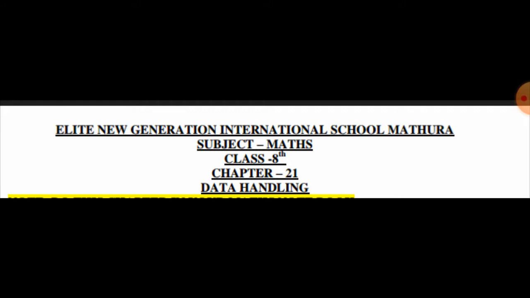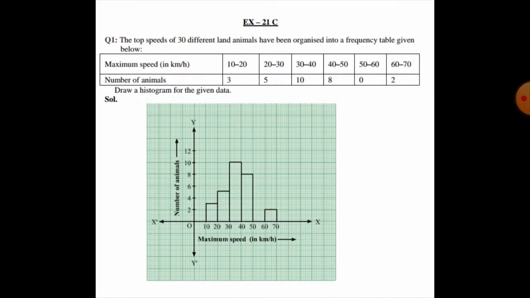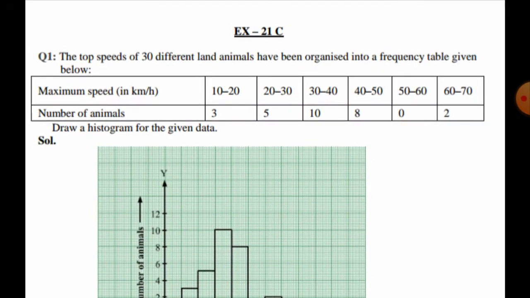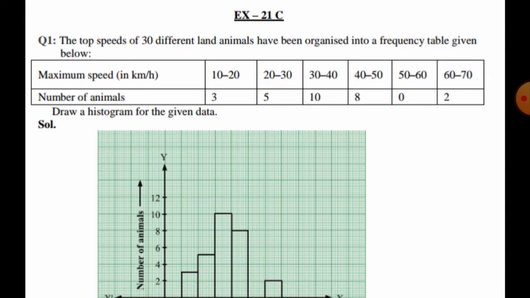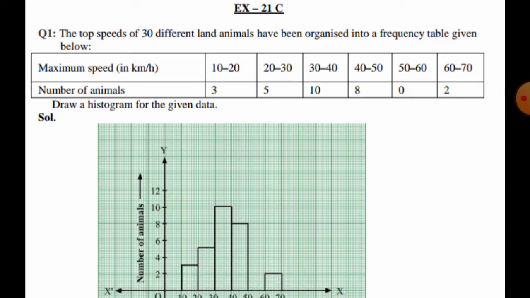So starting from the next exercise, that is 21C. Now see question number 1. In this question, the top speed of 30 different land animals has been organized into the frequency table given below. So this frequency table is given, and we have to represent it as a histogram.